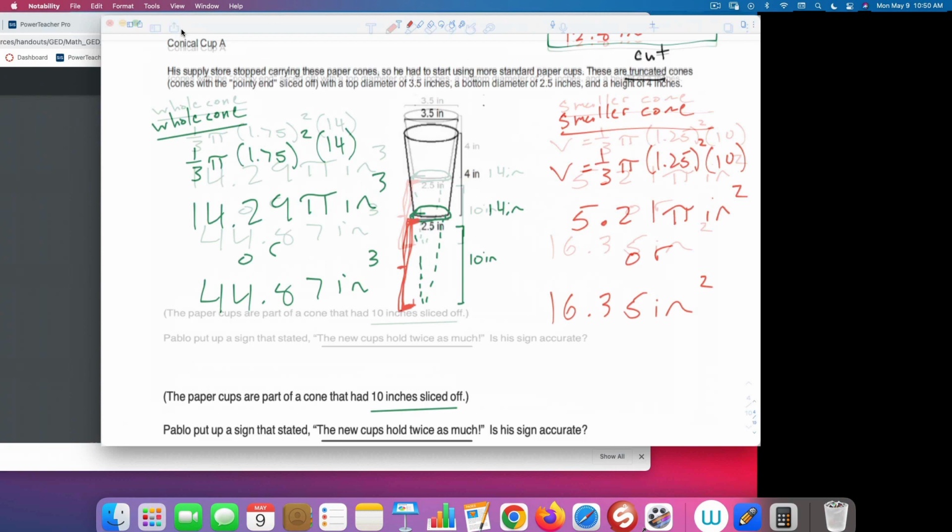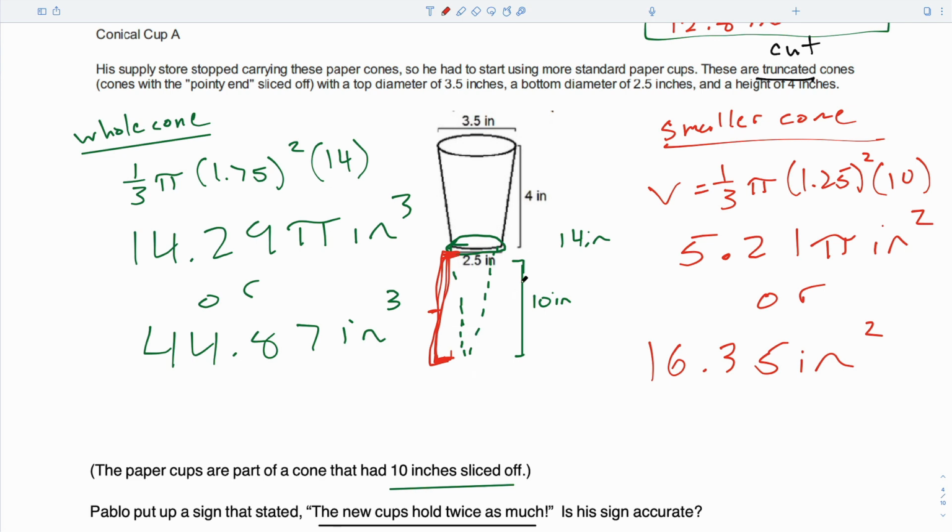So what did we just do? We just found the portion that was sliced off the bottom. We have the whole entire cone to the left. What do you think I do with those two numbers if I just want the truncated version? It should be cubed, not area. Squared, cubed, cubed. That works.